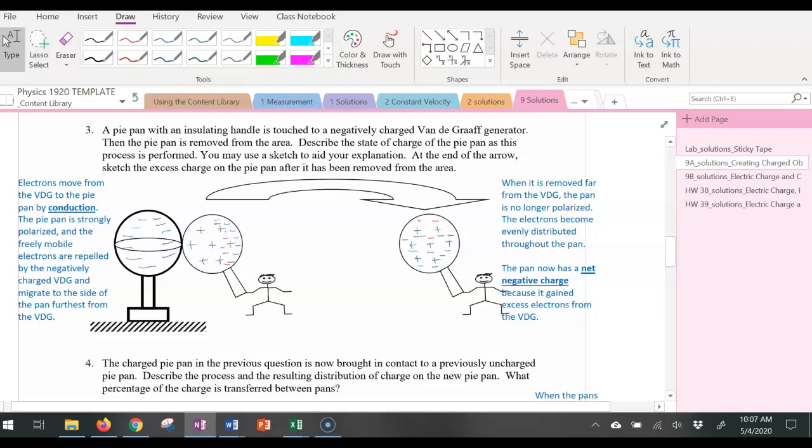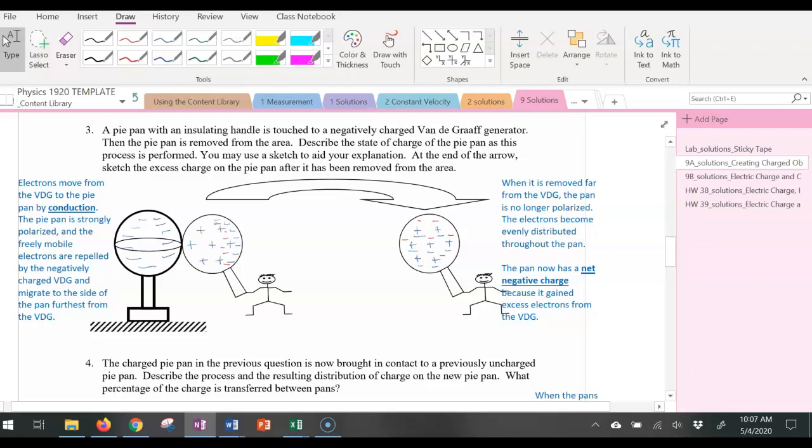because the two objects are touching. Now, at the same time, the pie pan has become strongly polarized by being so close to this Van de Graaff generator, and the freely mobile electrons are repelled by the negatively charged Van de Graaff generator, and so they migrate to the side that's further away from the Van de Graaff.